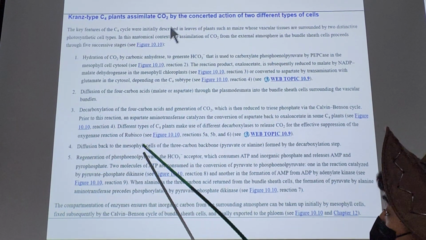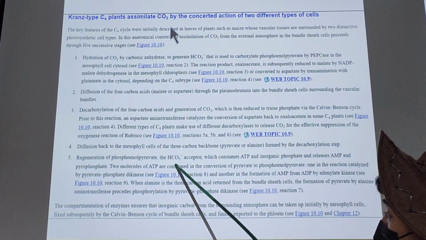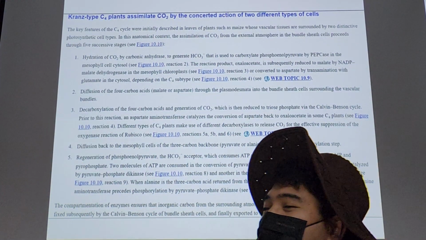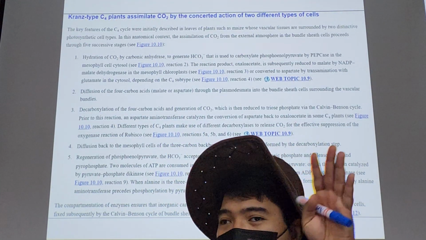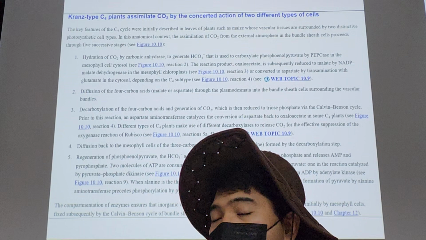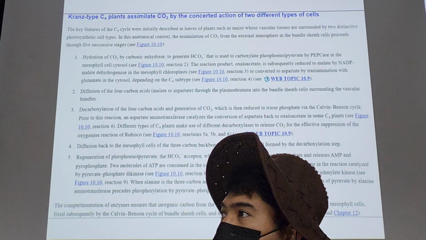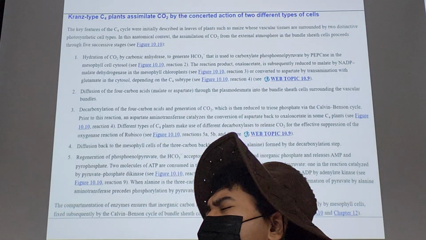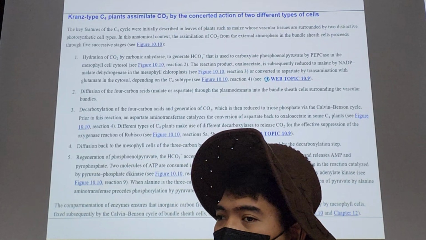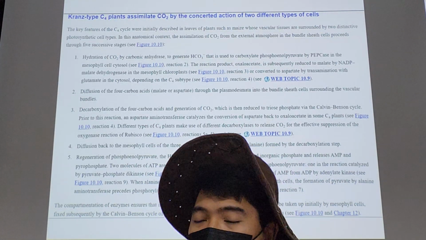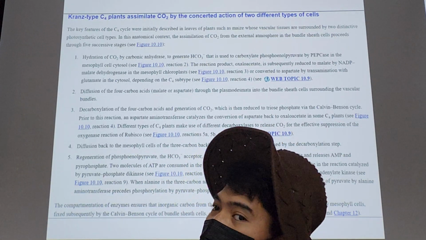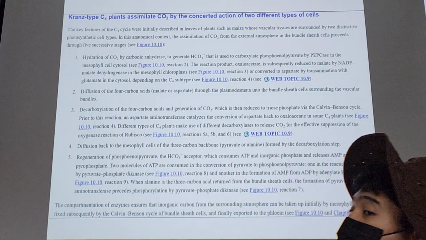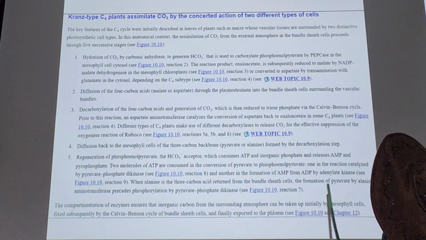Okay, look at number 5. The regeneration of phosphoenolpyruvate, which is the acceptor for bicarbonate ion, consumes ATP. Now we need to know this. In order to do all these fancy magic tricks, ATP is needed. For every one CO2 molecule fixed, you need about 2 ATP. So in C4 metabolism, this is some kind of metabolic investment. But for the plants, it's okay. You invest 2, but you get back 20. Who cares? Rather than going through the wasteful photorespiratory path.